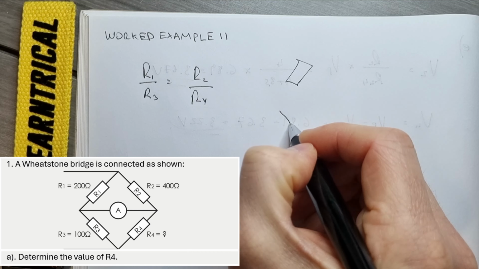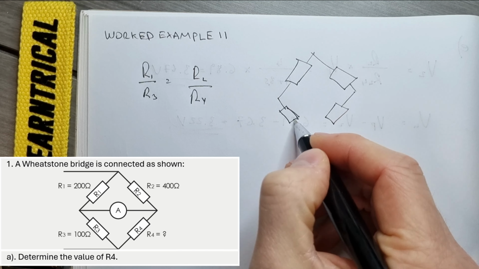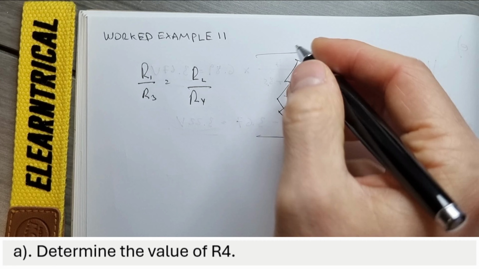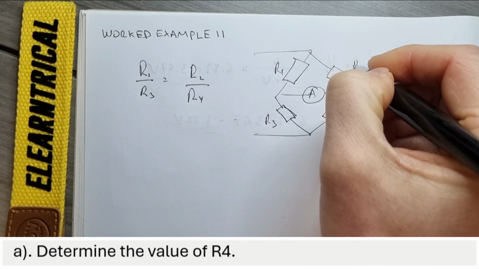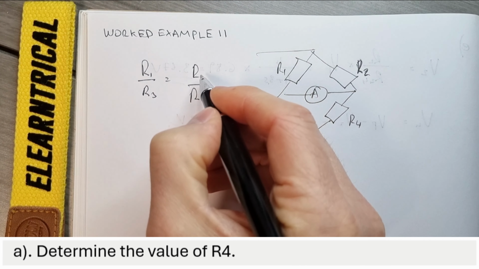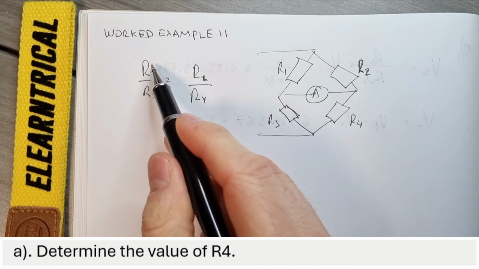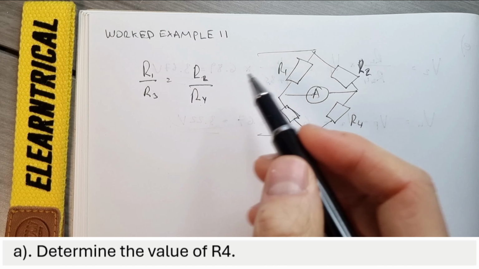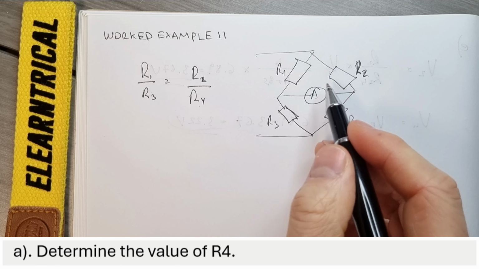So if we go ahead and quickly sketch a short arrangement of that. So R1, R3, R2 and R4. Now the thing to bear in mind is that the arrangement in the formula isn't fixed, isn't strict. So R1 over R3, R2 over R4, it's determined by the layout and arrangement in the question.